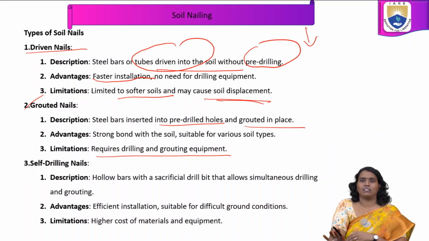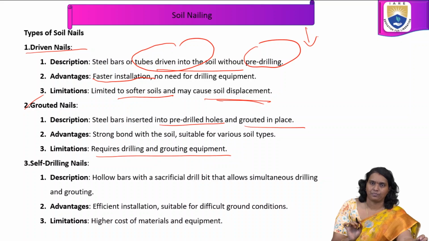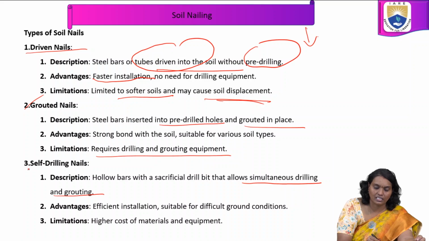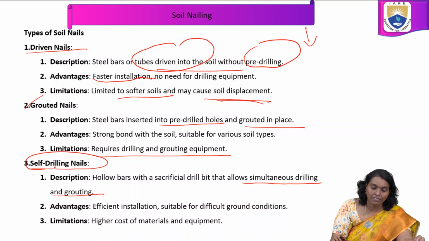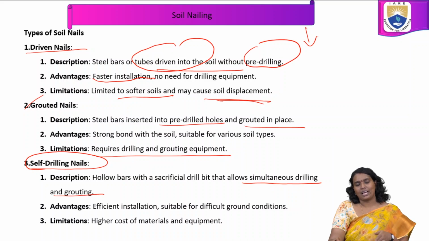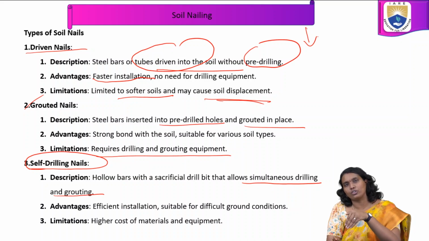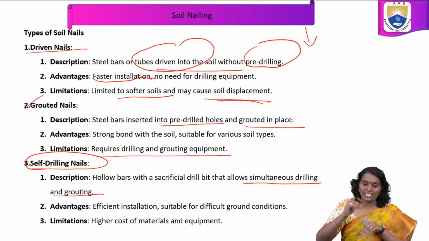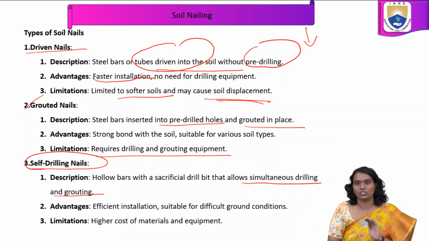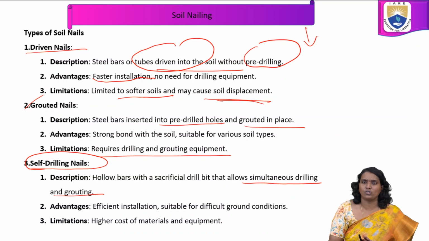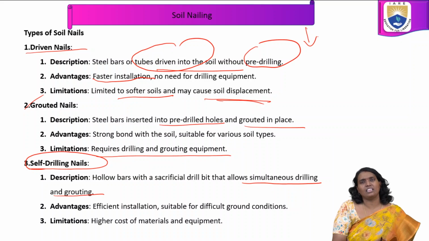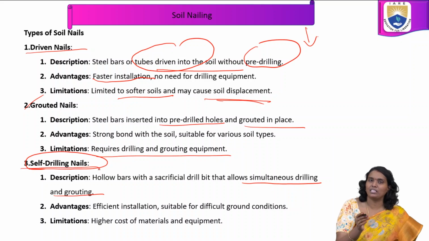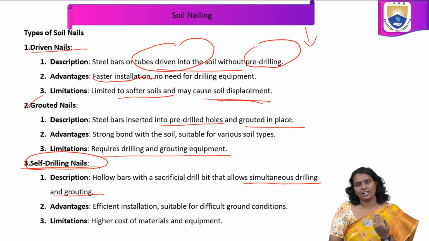Self-drilling nails are hollow bars with a sacrificial drill bit that allows simultaneous drilling and grouting. Such nails are known as self-drilling nails. They drill, insert, grout and install at the same time. This method of installation is suitable for difficult ground conditions. Self-drilling means it drills automatically and installs.